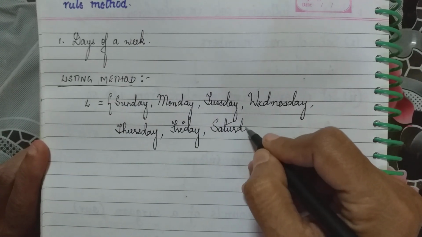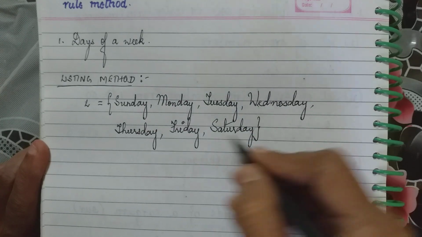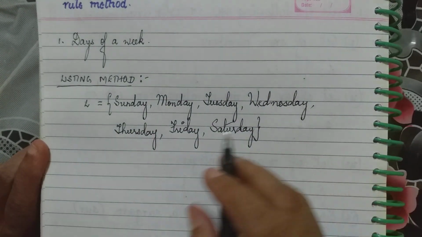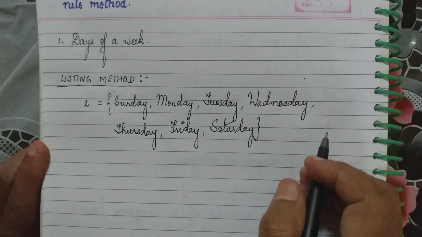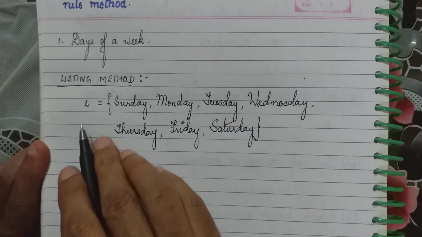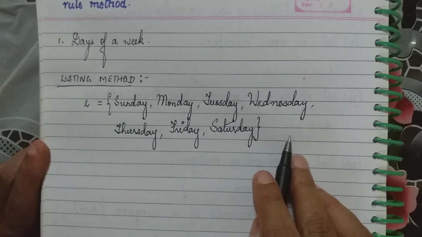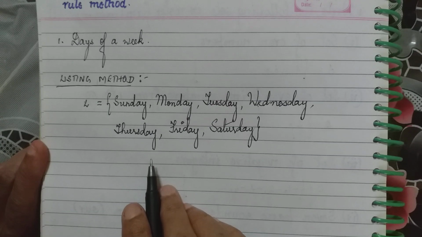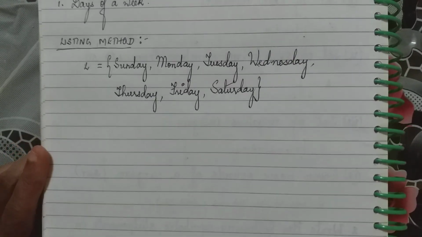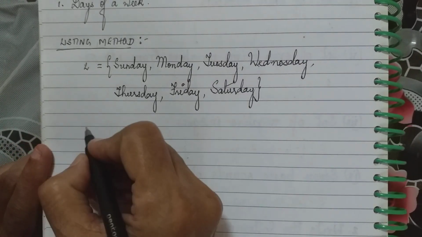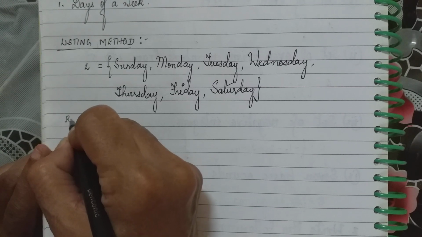So we have written this set in the listing method. What is the other word for listing method? It is roster method. So we have written in the listing method or roster method. Now the same thing we have to now write by the rule method. So now we write here rule method.